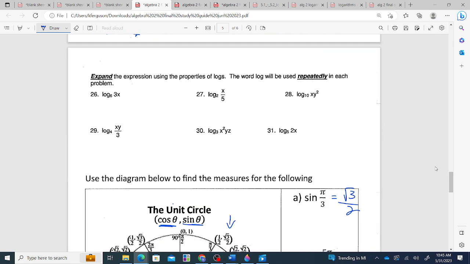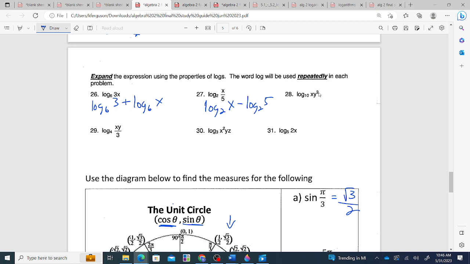Expand. Now I'm using the same stuff: product rule, quotient rule, power rule. So right here, this is going to be log base 6 of 3 plus log base 6 of x. All I did was say I got 3 times x, so the product rule says I can separate them. Right here, this is x divided by 5. That's the quotient rule. So I'm going to have log base 2 of x minus log base 2 of 5.